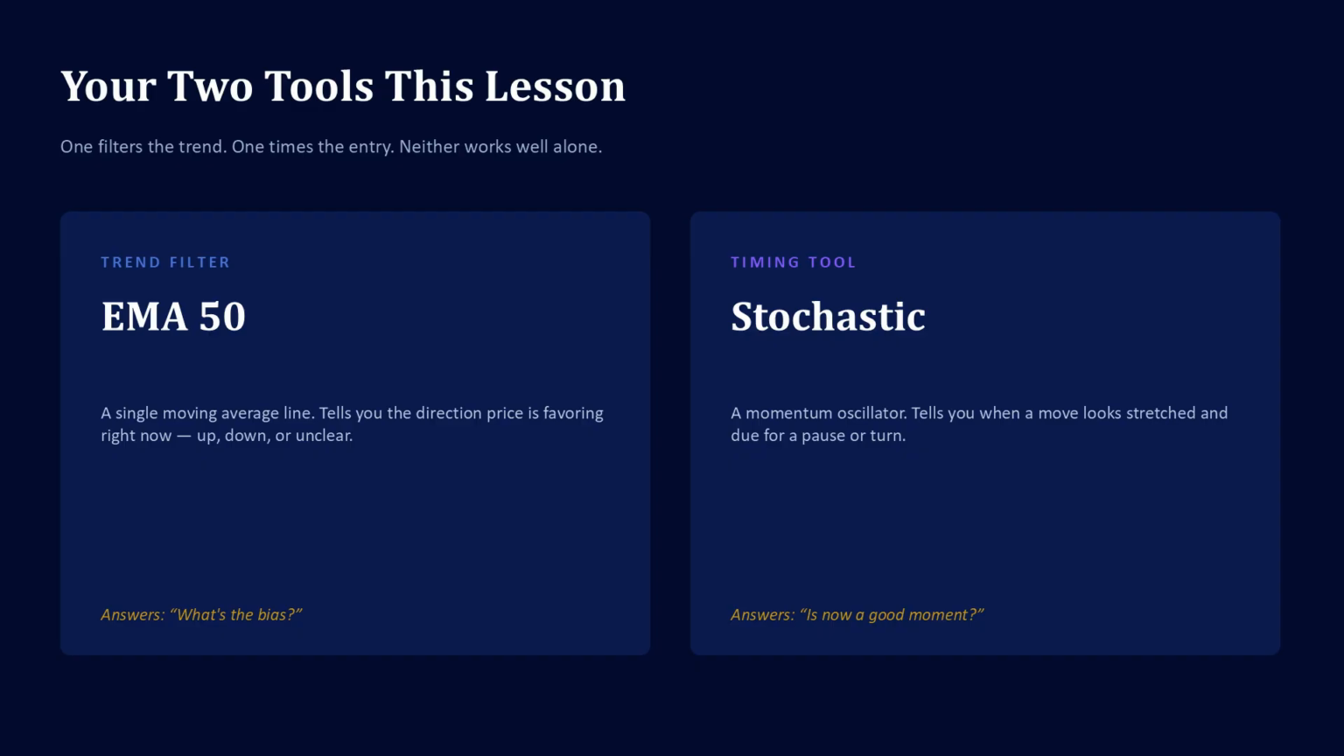You're getting two tools today, and they do different jobs. The EMA 50 is your trend filter, a single moving average line that tells you the direction price is favoring right now, up, down, or unclear. It answers what's the bias. The stochastic is your timing tool, a momentum oscillator that tells you when a move looks stretched and due for a pause or a turn. It answers, is now a good moment? Neither one works well by itself. That's the whole point of this lesson.